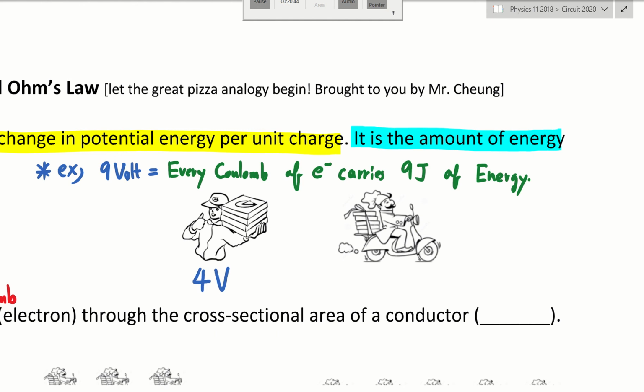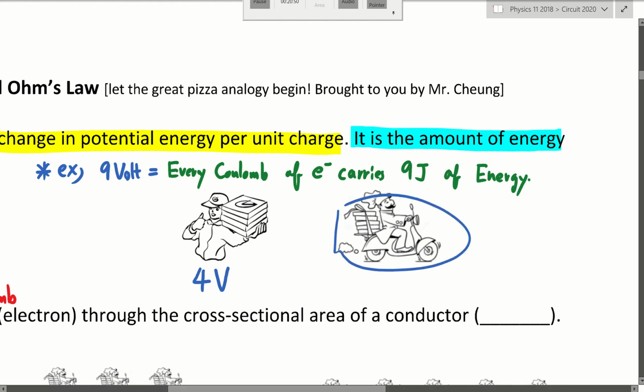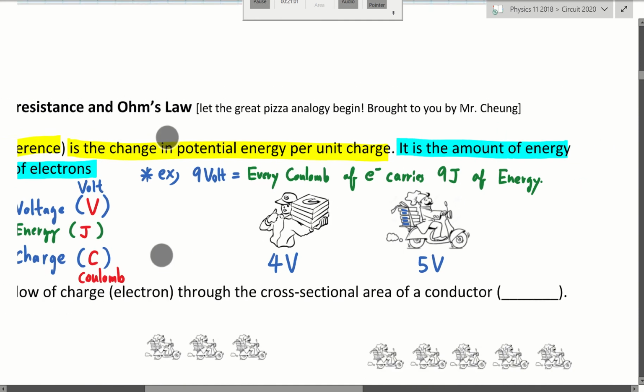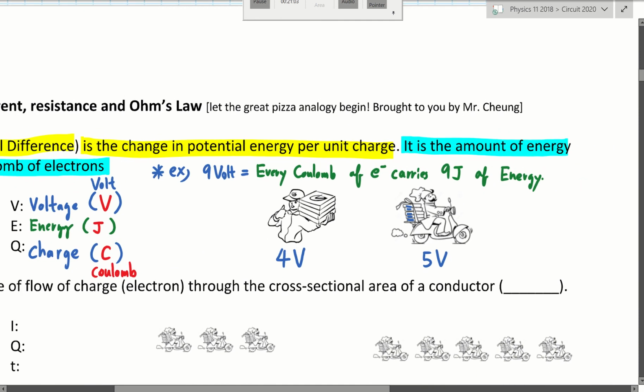So you can carry more. For example, look at this electron right here. Count the number of pieces: 1, 2, 3, 4, 5. So this is a 5 volt carrying electron. With different combinations of battery, you can actually make the number whatever you want.